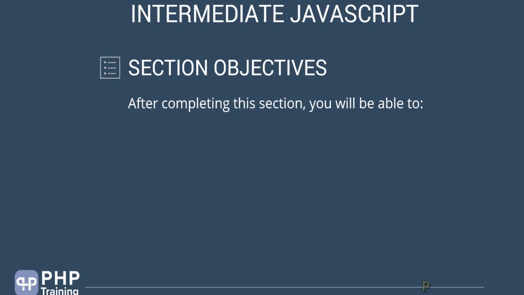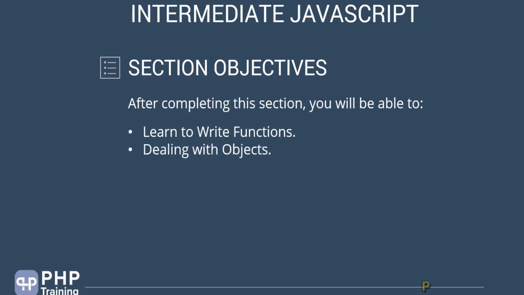Let's look at the section objective. After completing this section, you will be able to learn how to write functions: write a function, call a function, and pass parameters to the function. Then you learn how to deal with objects, how to create events like onclick and onmouseover, and how to deal with them. Then how to write trace logs in the web page.